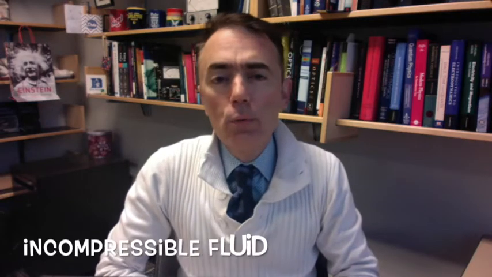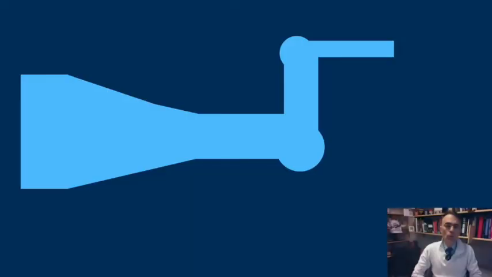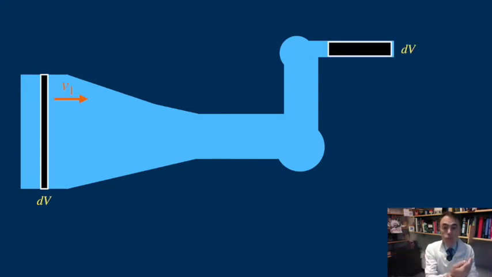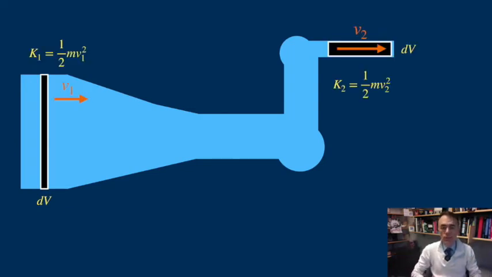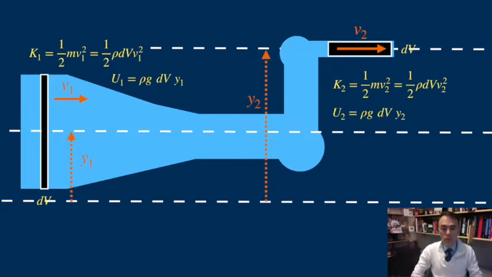Consider an incompressible fluid with no turbulence flowing through some pipes. We know that if the pipes narrow down, then the velocity of the fluid and therefore its kinetic energy increases. We also know that if the pipes go up, then its potential energy increases.